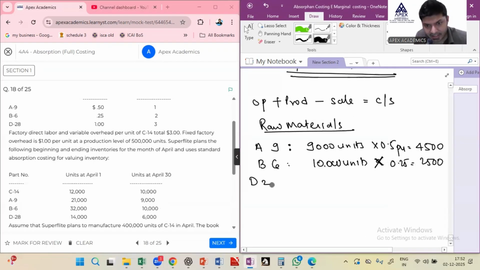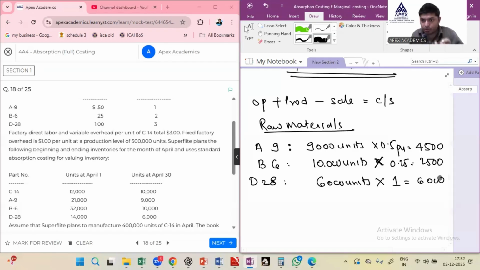Next, I'm looking at D28. What's my closing stock? My closing stock of D28 is 6,000 units. Please multiply this by 1 per unit, which comes to 6,000. So if I take this into consideration, my raw material closing stock value is equal to 4,500 plus 2,500 plus 6,000. That comes to a total of 13,000.